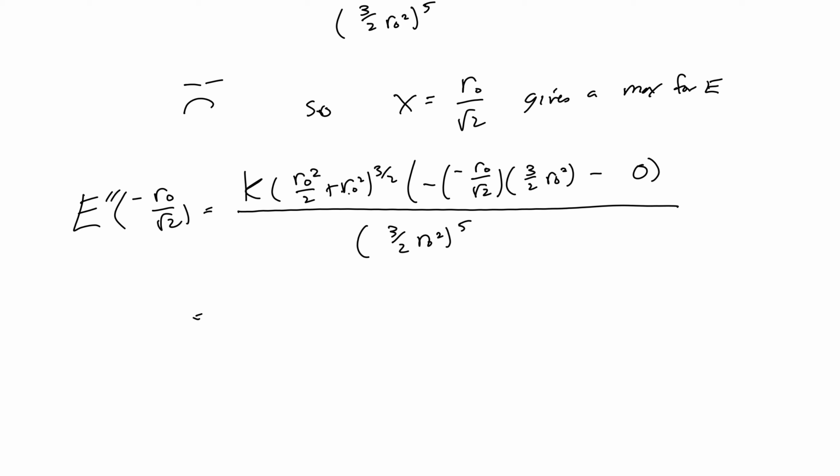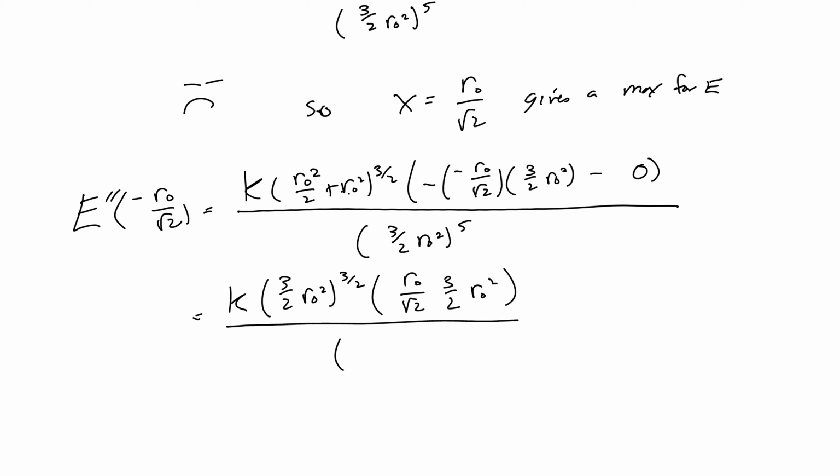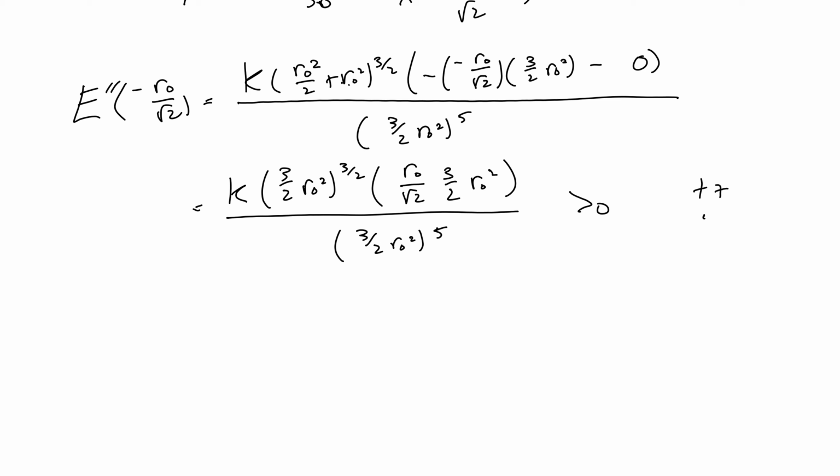And so we can see in this case, I get a k, I get 3/2 r0 squared to the 3/2. And then notice the negatives cancel this time. So I get r0 over square root of 2 times 3/2 r0 squared, all over (3/2 r0 squared) to the fifth. And this is bigger than 0. So x equals negative r0 over square root of 2 gives a minimum for E.